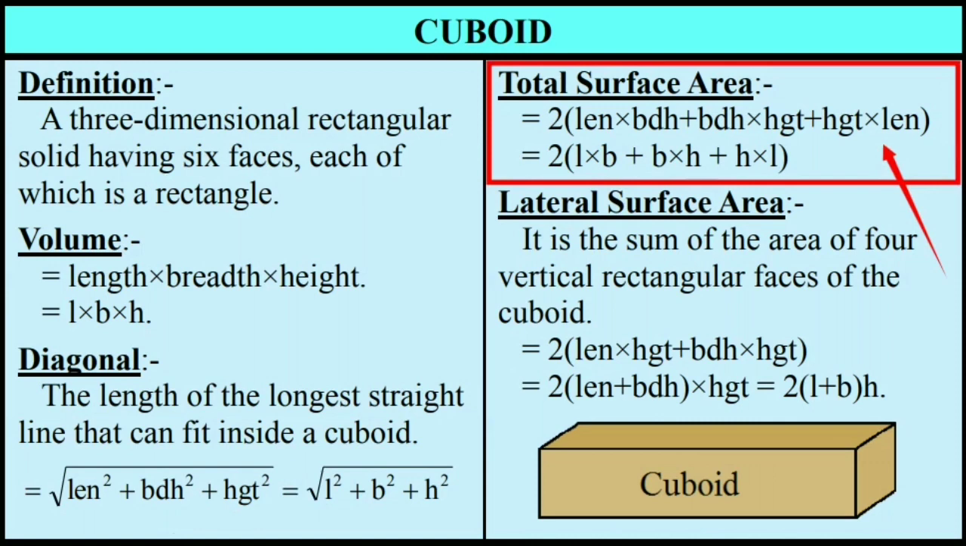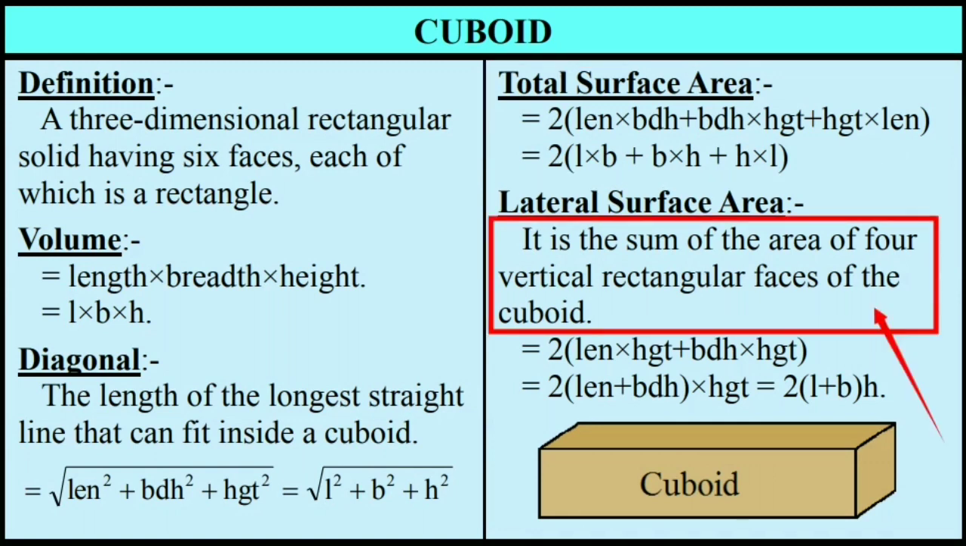Next word is total surface area. As we discussed earlier, all the faces of a cuboid are rectangles. To find the total surface area of a cuboid, we find out the area of all the rectangles available as surfaces of the cuboid. The next word is lateral surface area.